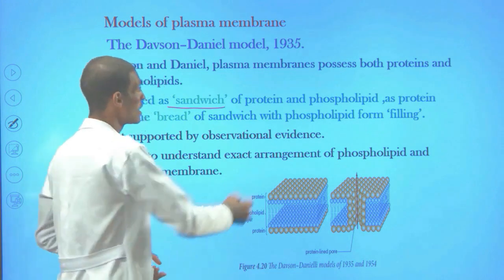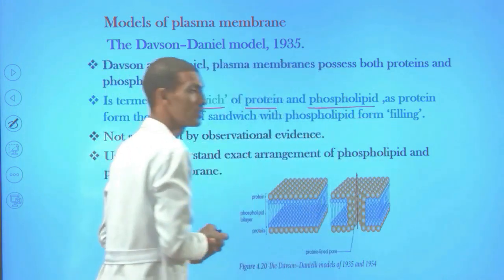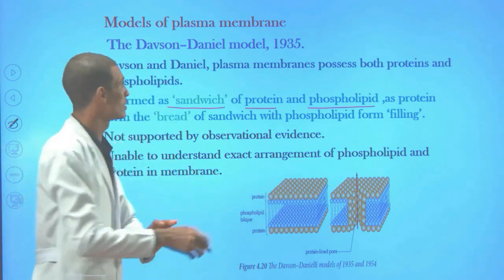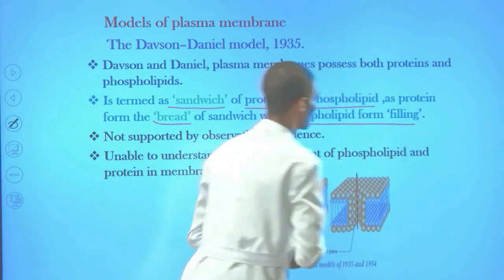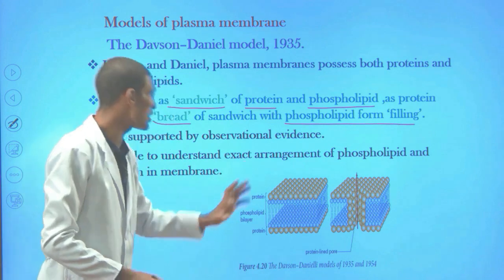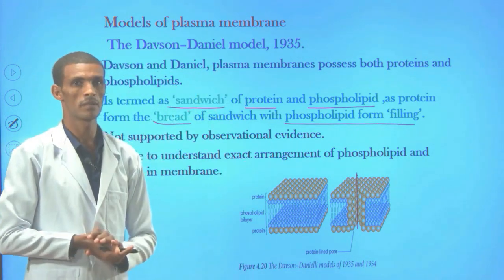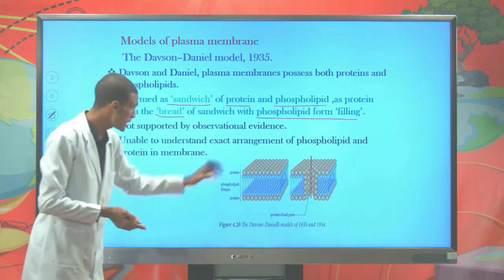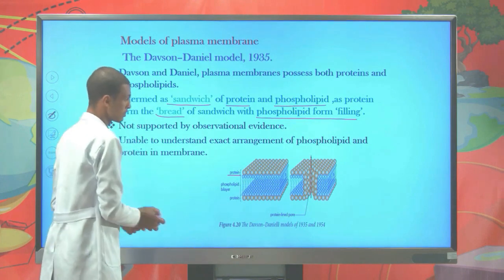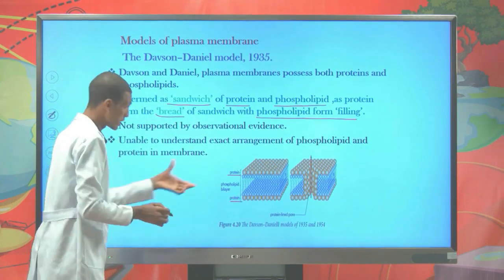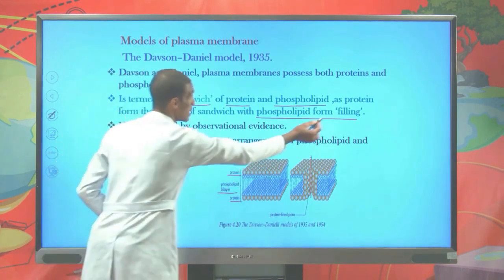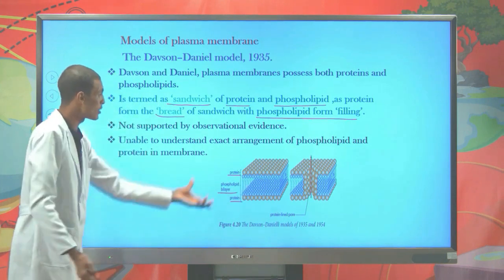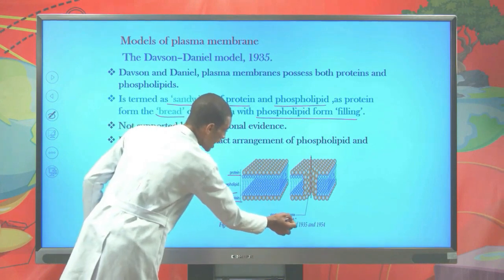The plasma membrane is a sandwich of protein and phospholipid: protein makes the surface bread, while phospholipid is the filling. Because there is no explanation of what they suggest about the plasma membrane, and no supportive evidence, this model is not much accepted today. They explain that protein makes the upper bread part and the lower part, while the phospholipid bilayer acts as the filling. There is no explanation why protein occupies the head and the tail and why phospholipid is found in the middle. But they suggest there is a protein-lined pore in them.